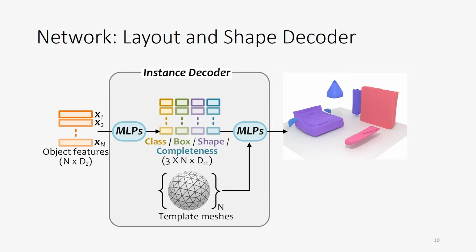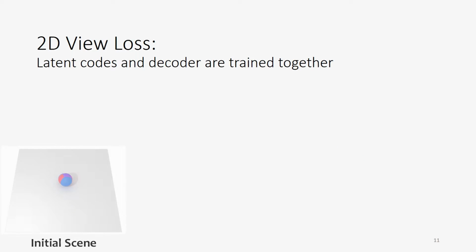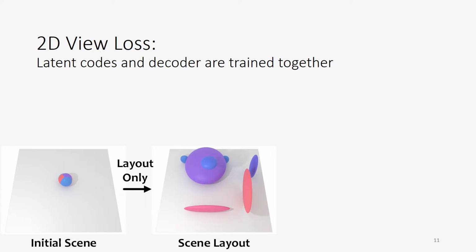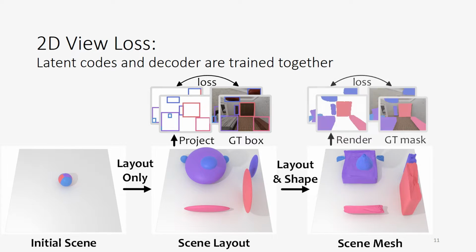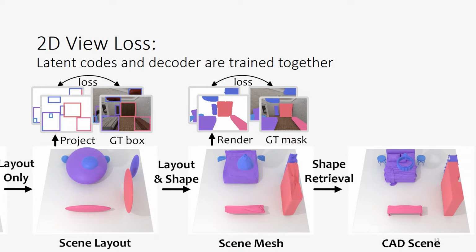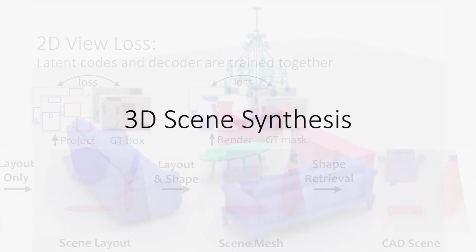For each object feature, we regress its object class label, 3D bounding box, and mesh with MLPs to generate a 3D semantic scene. We train layout learning and mesh deformation end-to-end, guided by our view loss. We first use 2D bounding boxes to guide layout learning, then use instance masks to deform object shapes. With a simple shape retrieval step, we can produce clean object CAD models.